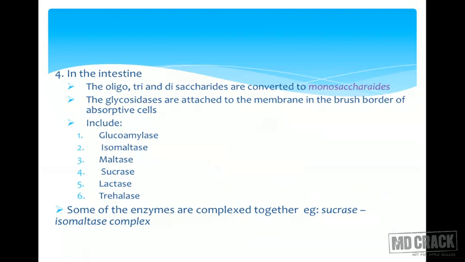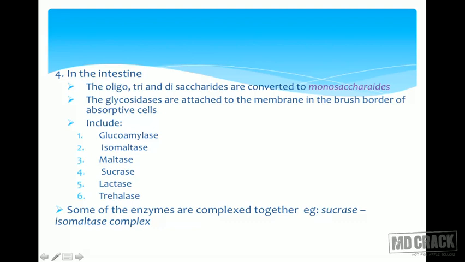Now in the intestine, what happens? Still in the intestine, duodenum only, the food is going down. There is something else which is required. So we need the salivary gland to secrete salivary alpha amylase. We require the pancreas to secrete pancreatic amylase. Other than that, we need some other enzymes. The digestion of carbohydrates is still not over. So the oligo, tri and disaccharides are converted to monosaccharides.